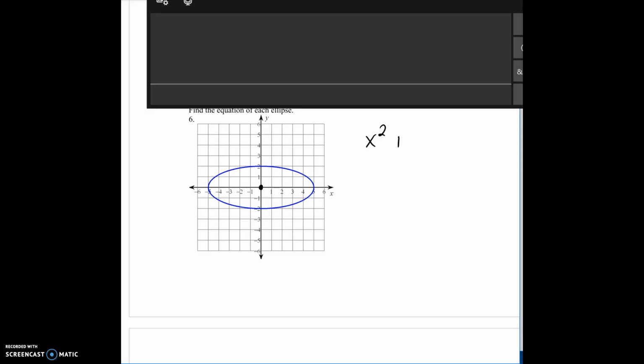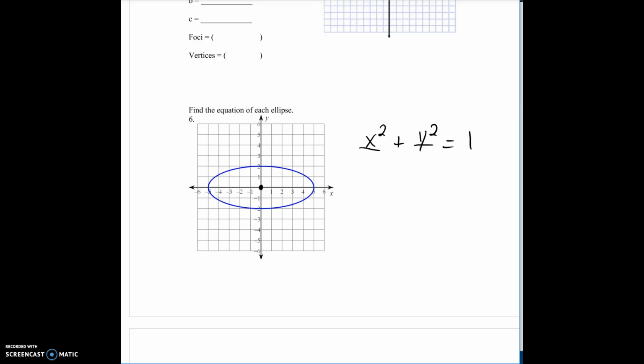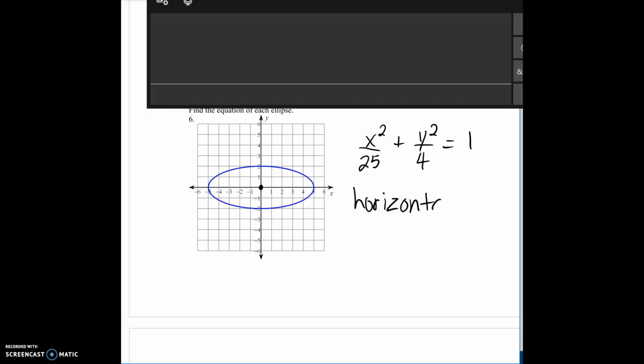We'll do x squared plus y squared. I'm just going to leave it equals 1. And then we're going to get the values. So this one is to the right 5 and left 5. So that means I'm going to put 5 squared underneath my x squared, or 25. And then I'm going up 2 and down 2. So I'm going to put 4 underneath my y squared value. And these are all going to be at 0, 0. So you just have to determine which one you have, horizontal or vertical, and put the bigger thing underneath. I think that should be fairly easy to see there.